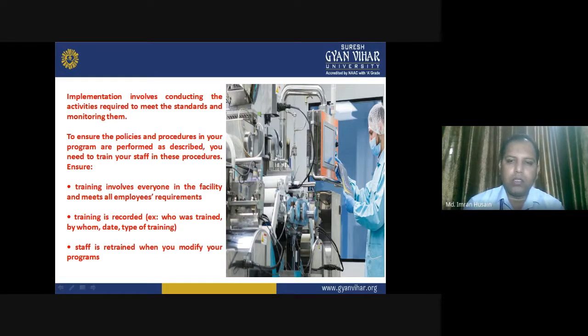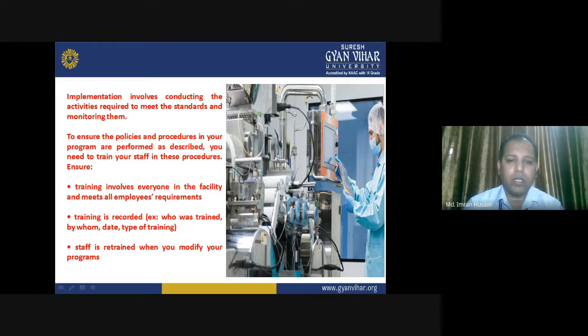It is not like the individuals who are trained on that machinery are on leave that day. So each and every individual should be thoroughly trained on every machinery and every equipment. So it is very easy to work in the production facility and in the quality control department. Training is recorded. For example, who is trained by whom, date, type of training. So this is an ongoing process, and every time each and every individual is trained up properly.